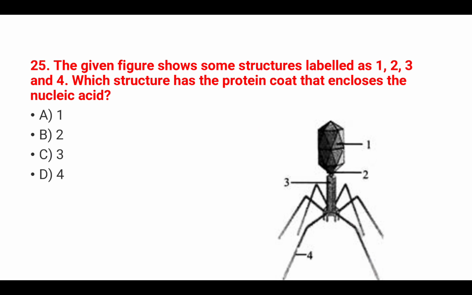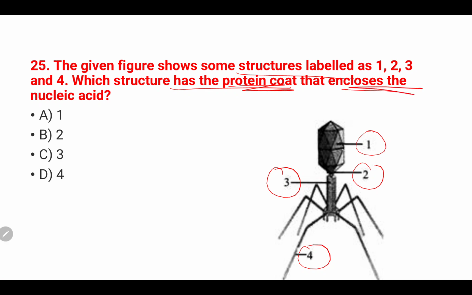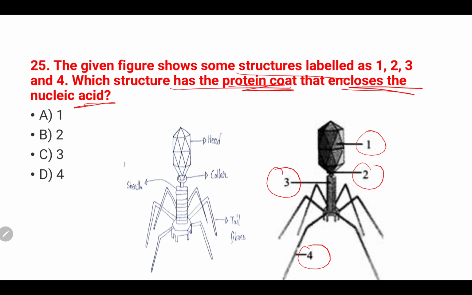Now let us move on to the 25th question. The given figure shows some structures labeled as 1, 2, 3 and 4. Which structure has a protein coat that encloses the nucleic acid? They have given, see, these are 1. Head, collar, sheath and tail fibers. And the protein coat is found in where? Here. And this structure is nothing else but head. Head means it is option 1.